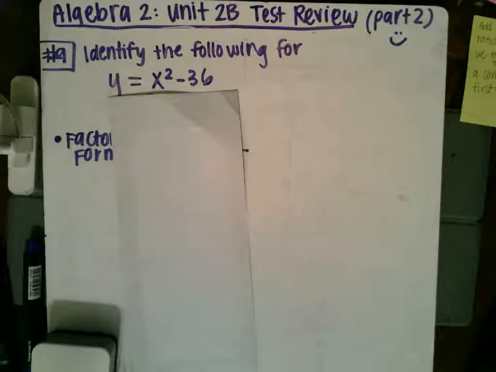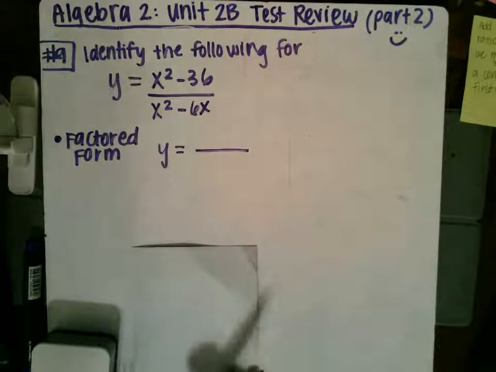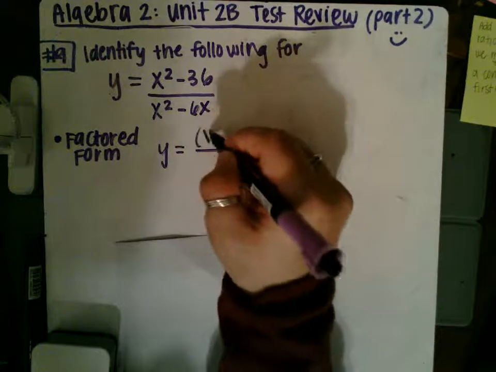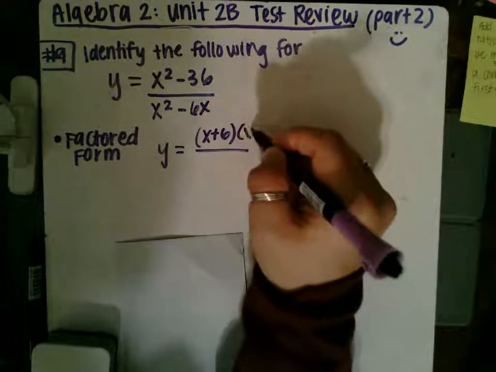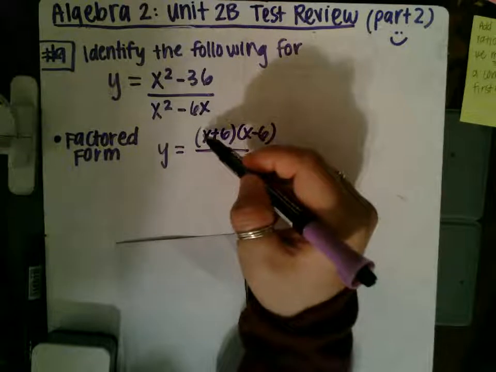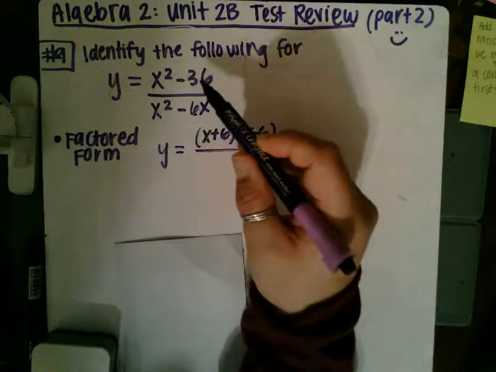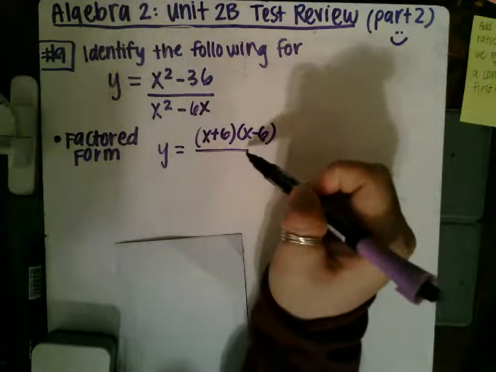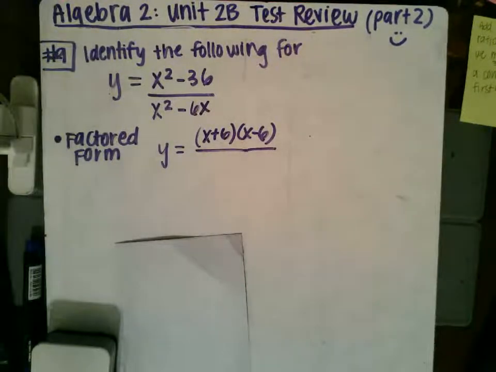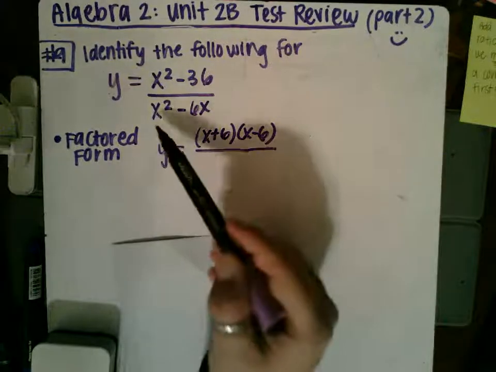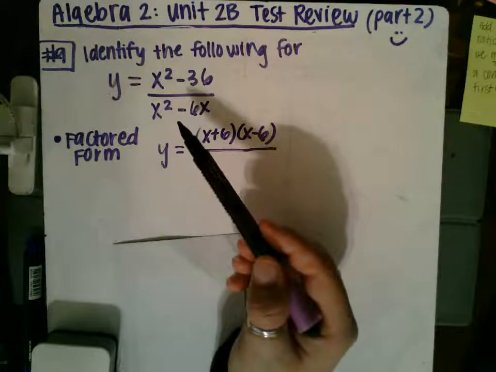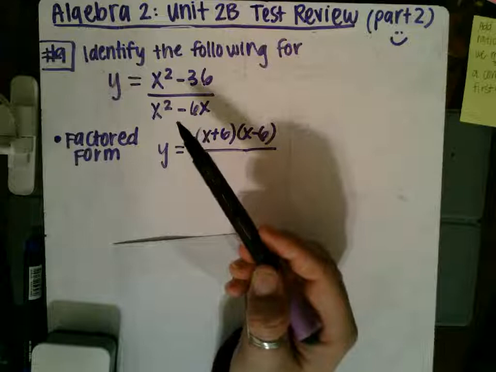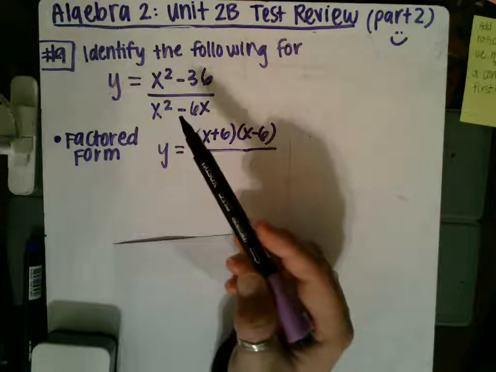Square root of x squared is x, and square root of 36 is 6, so it is a difference of squares. So my numerator can be factored by x plus 6 and x minus 6, because the square root of x squared is x, square root of 36 is 6. So my numerator is taken care of. Now, let's draw our attention to the denominator. X squared minus 6x. Do they have a GCF in common? That's always my first question when I'm factoring.